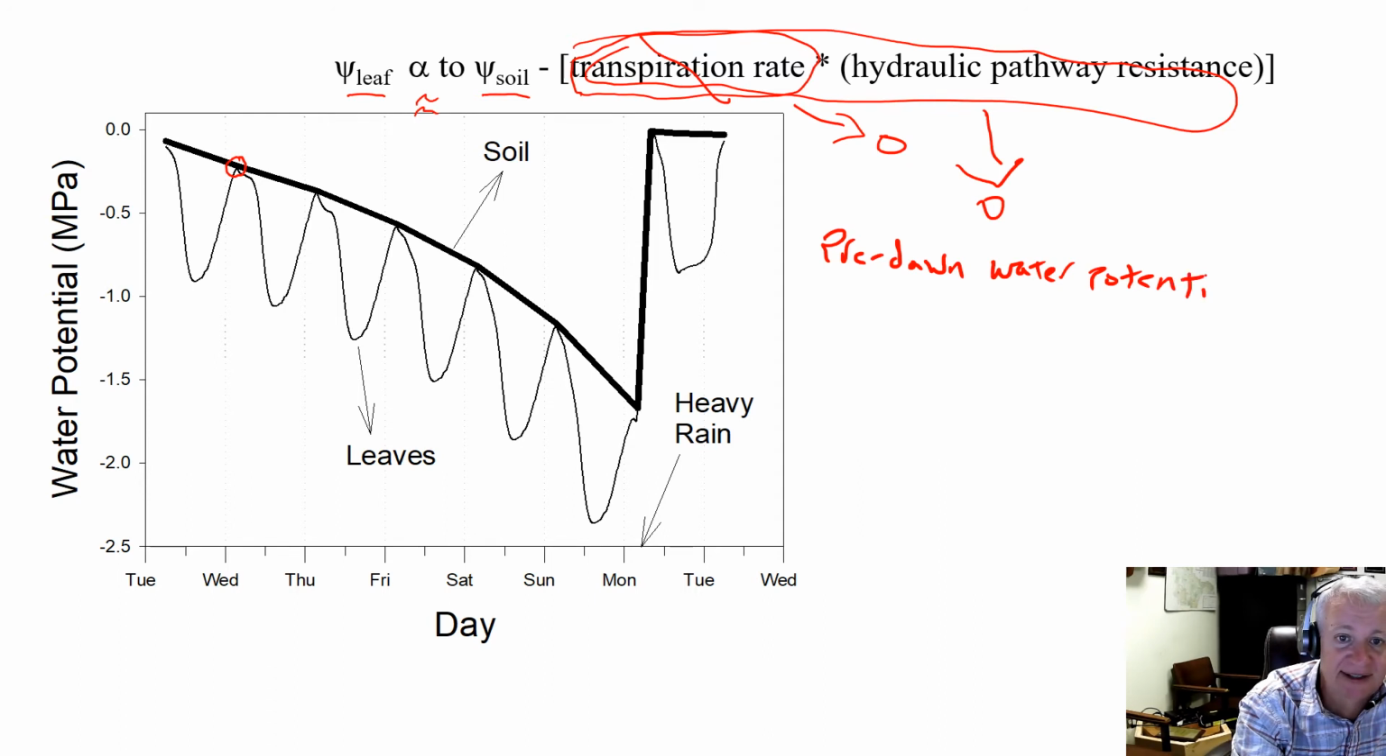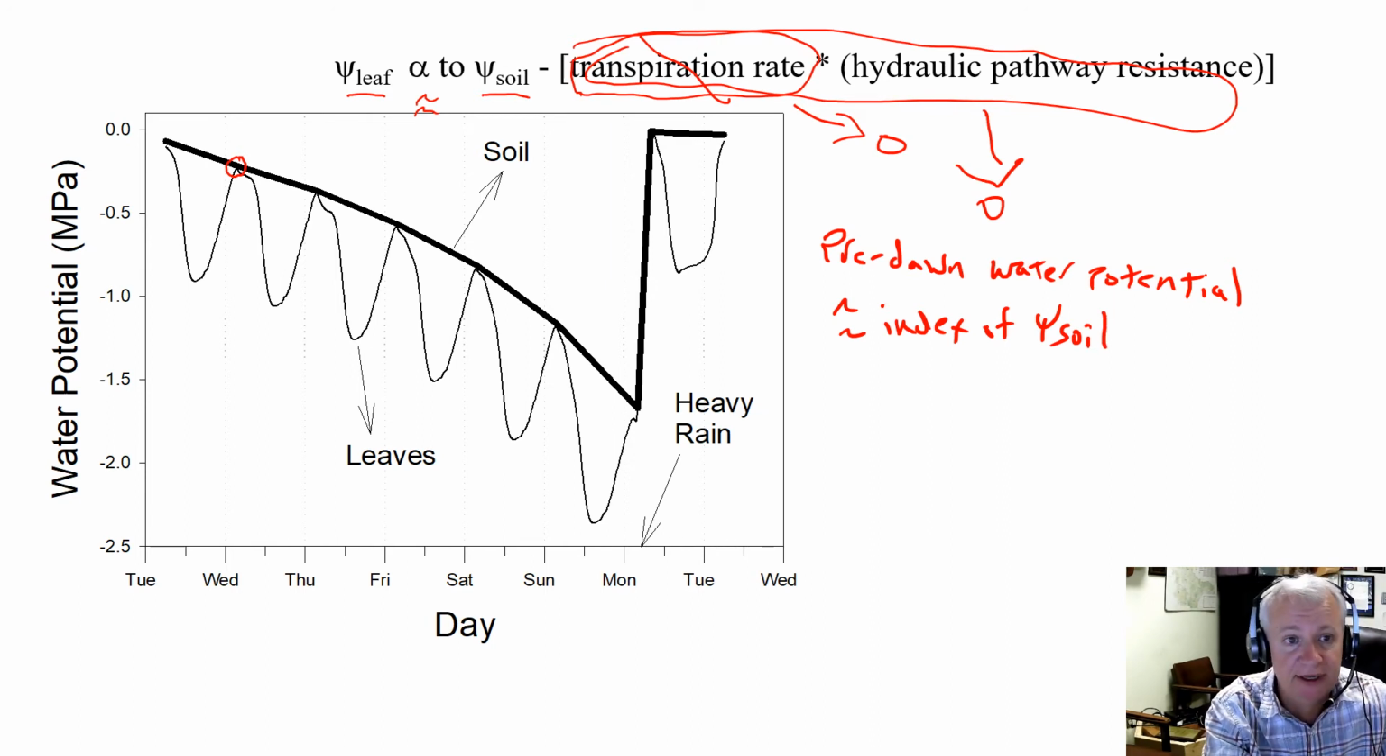That's a classic physiological measurement that people studying water relations often do. They go out at maybe 3 or 4 in the morning. The tree has had an opportunity to go into equilibrium with the soil. There's no transpiration, so a measure of water potential of the leaves at that point is roughly equivalent to soil water potential at that point in time. So this is an index of soil water potential. That's a pretty common water relations measurement.